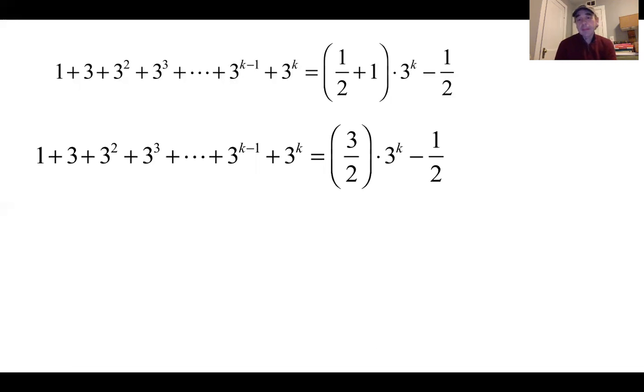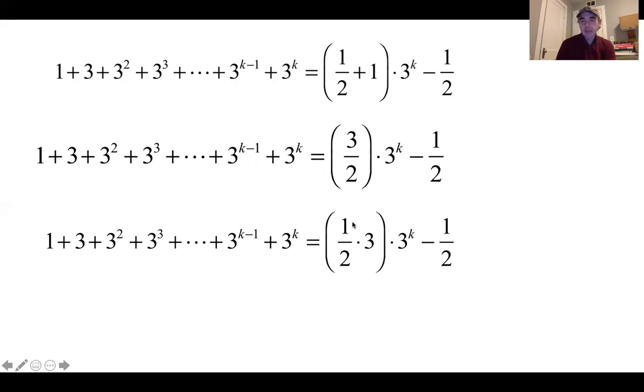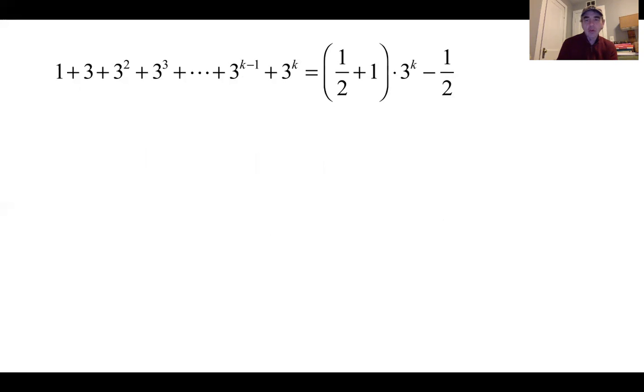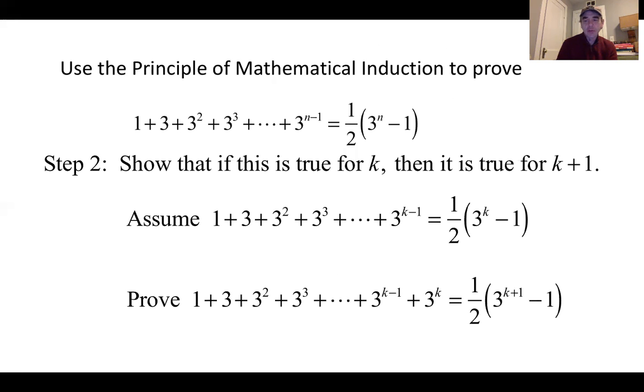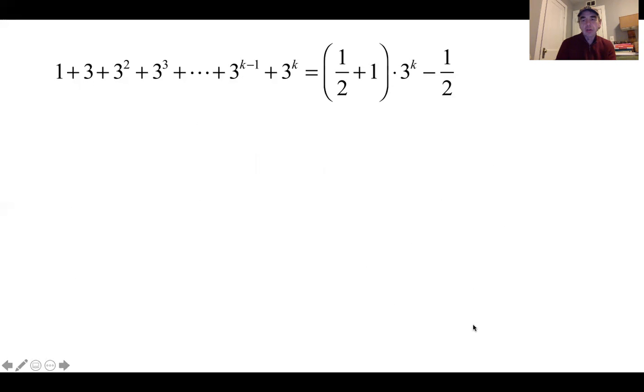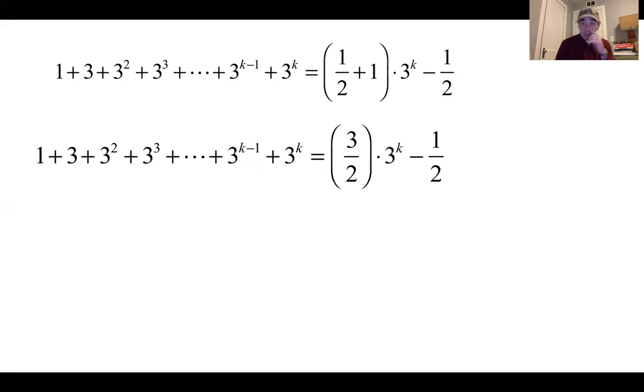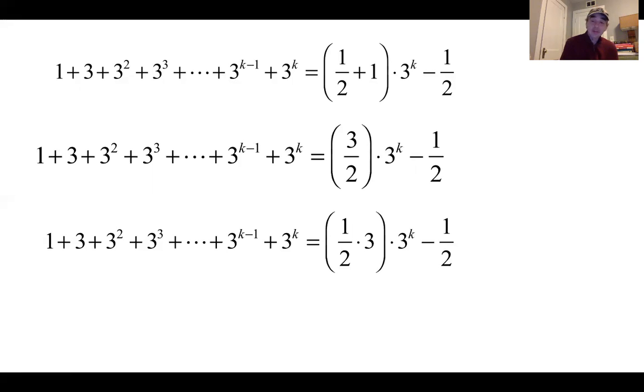But 3/2 is 1/2 times 3. So this is probably the trickiest part of this analysis, because remember, I need it to look like what my goal was. What was my goal? Let's remind ourselves of our goal: 1/2 times 3 to the k plus 1 minus 1. I want a 1/2 multiplier out in front. Where am I at now? I'm at 3/2. So I want a 1/2 multiplier there. So how about 1/2 times 3 is 3/2?